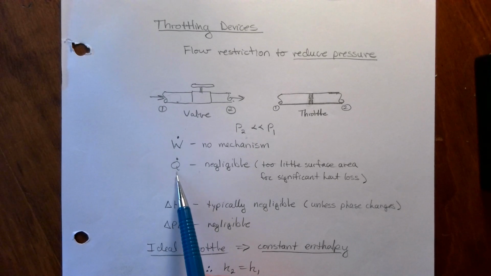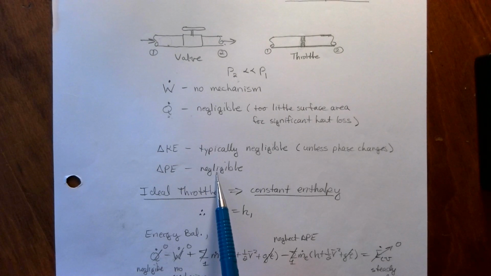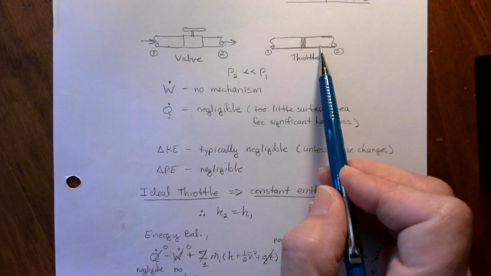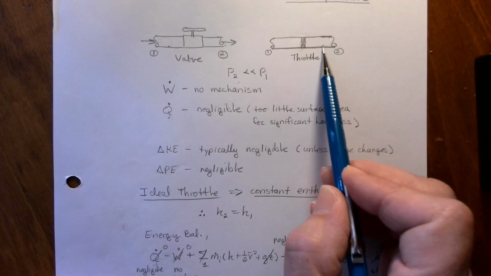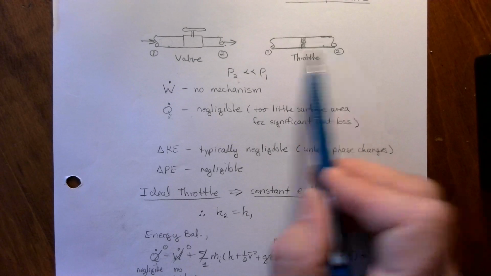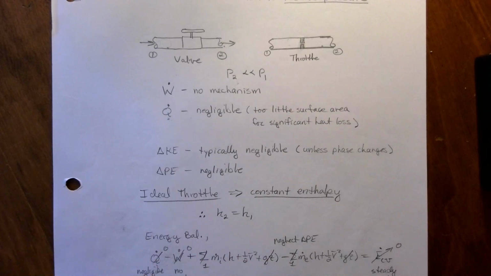Negligible heat transfer, so typically we'll say it's adiabatic unless they give you information on that. Potential energy is always negligible. Kinetic energy is typically negligible unless that huge pressure drop causes a phase change. If the pressure drops so much that this now turns into a vapor at the exit, the velocity could be significantly higher at the exit than at the inlet because the cross-sectional area is effectively the same.